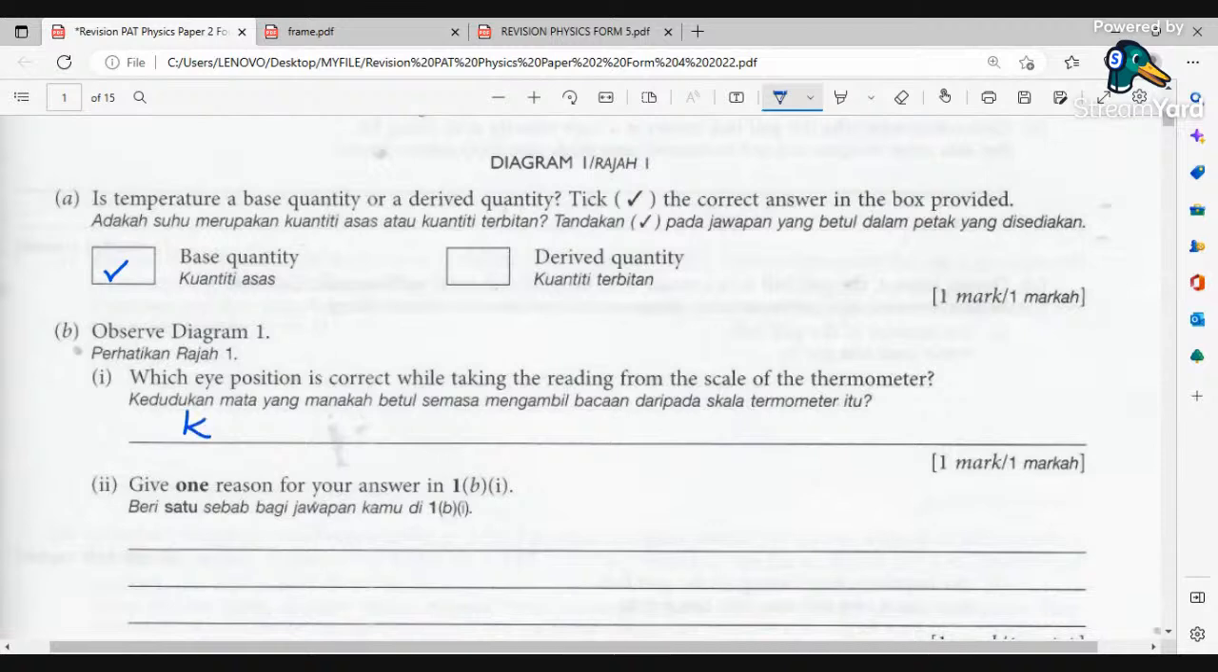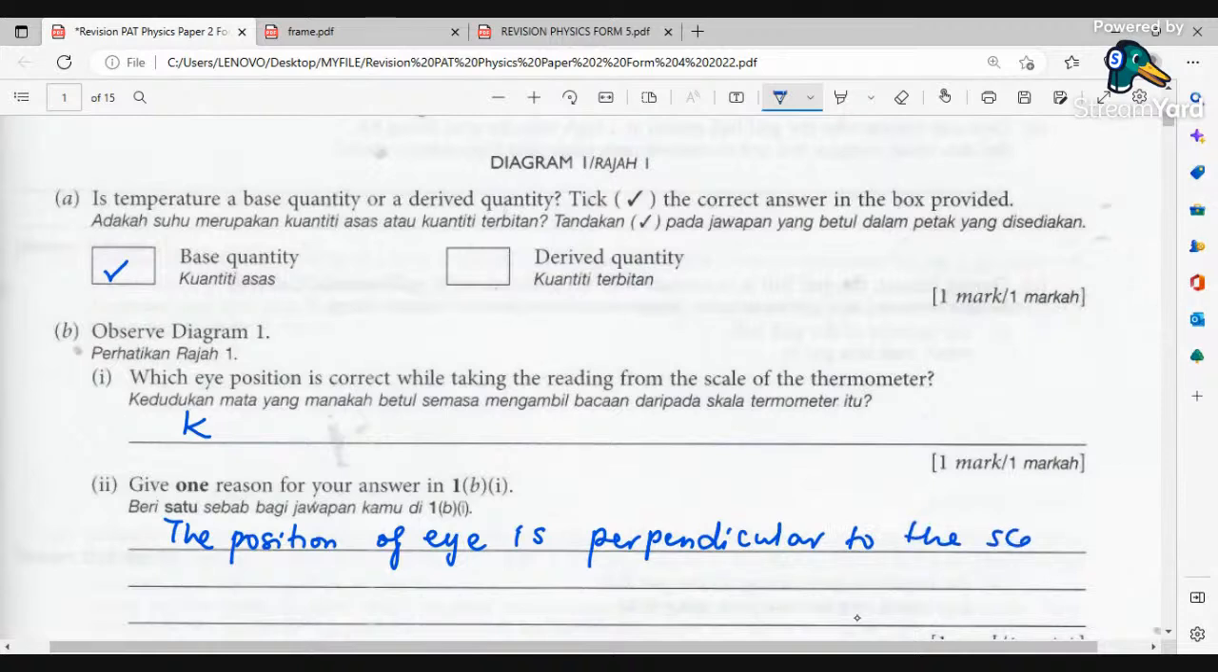So what is your reason? The position of the eye is perpendicular to the scale of the thermometer.